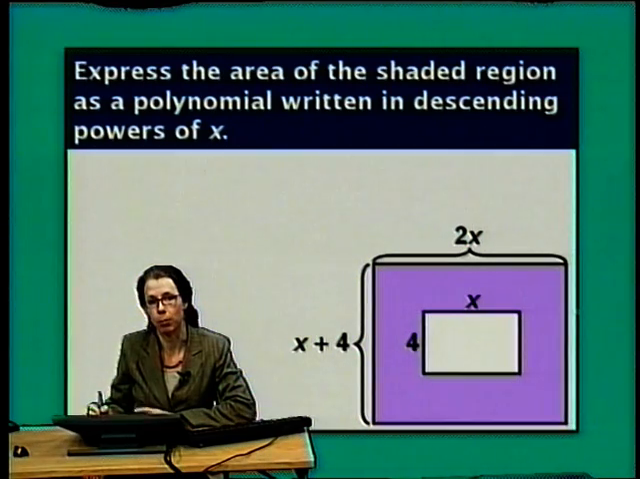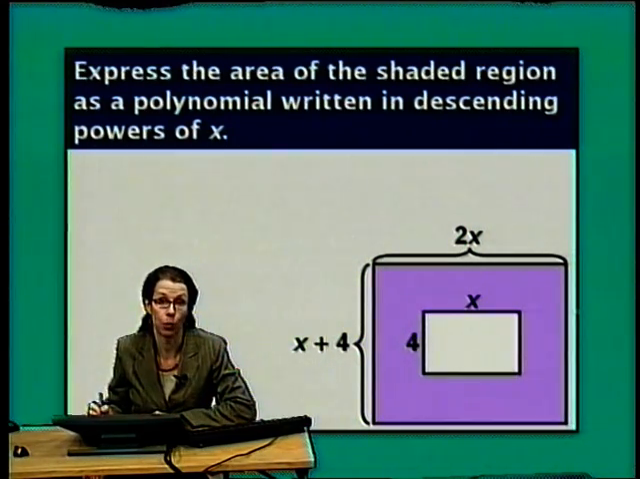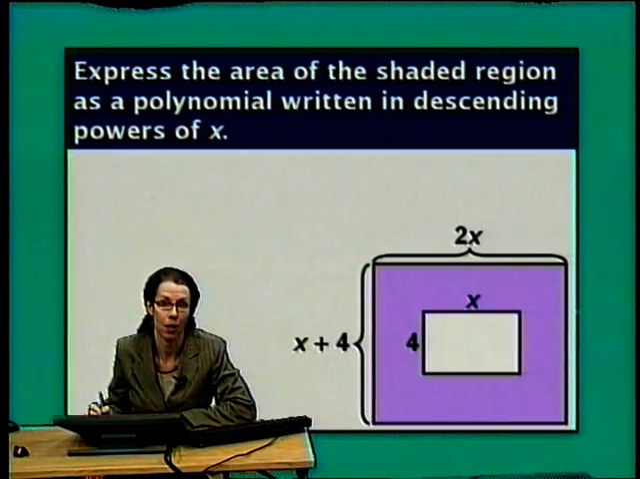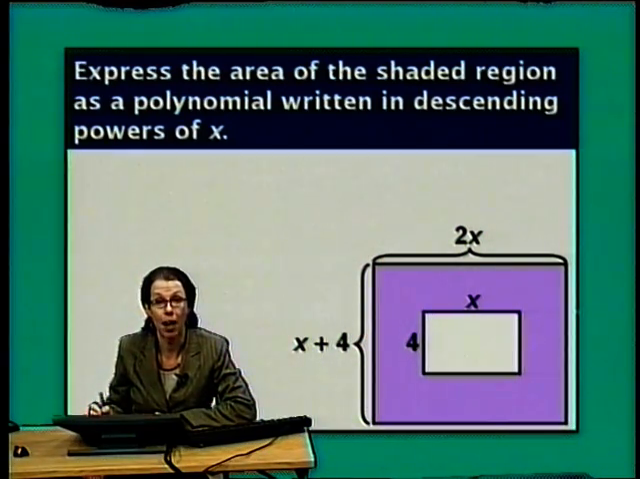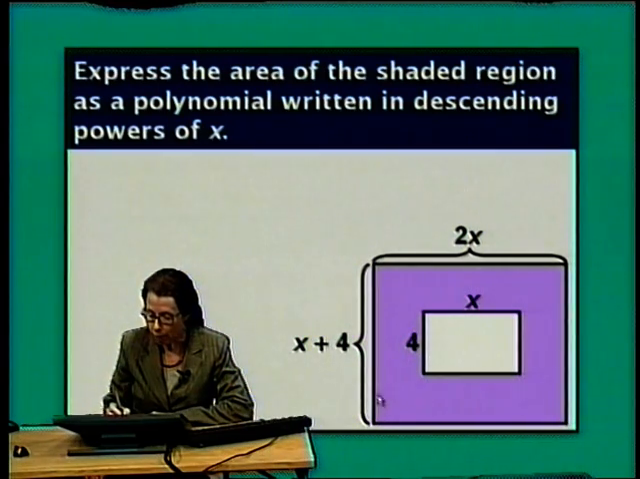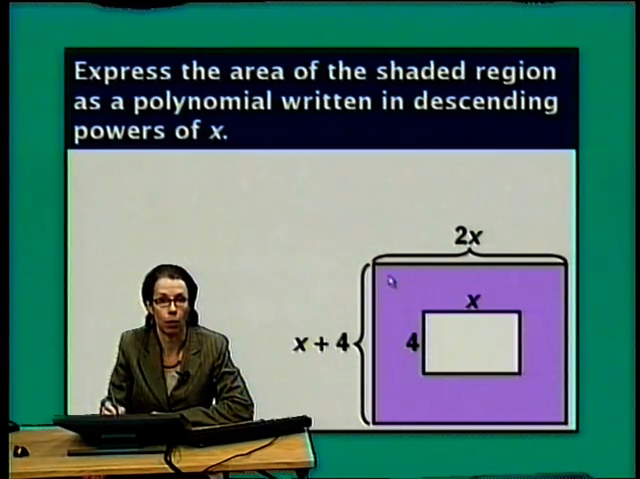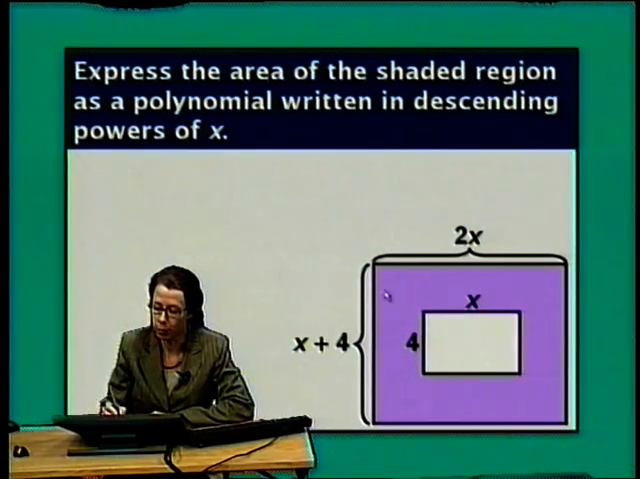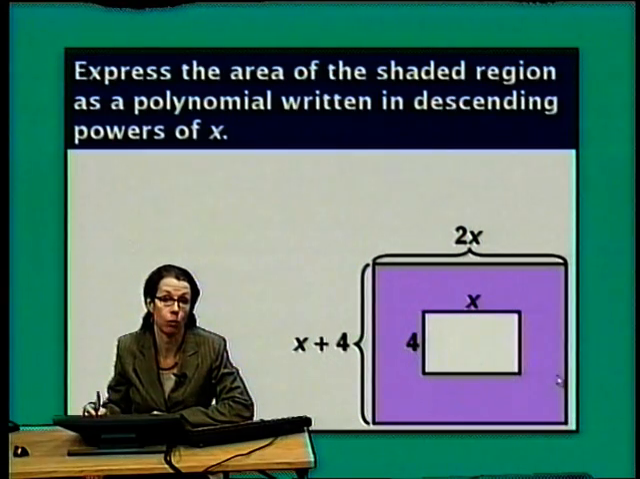Here's another example, and you may see problems like this in your textbook. We're asked to express the area of the shaded region as a polynomial written in descending powers of x. So let's think about how we're going to find the area of that shaded region. If we find the area of this outer rectangle and take away the area of this inner rectangle, we're taking away the whole, and we're going to be left with this shaded region.